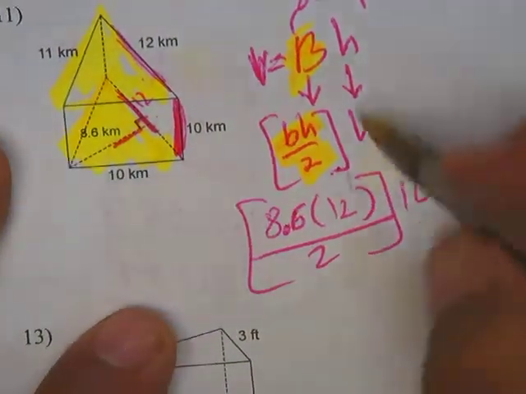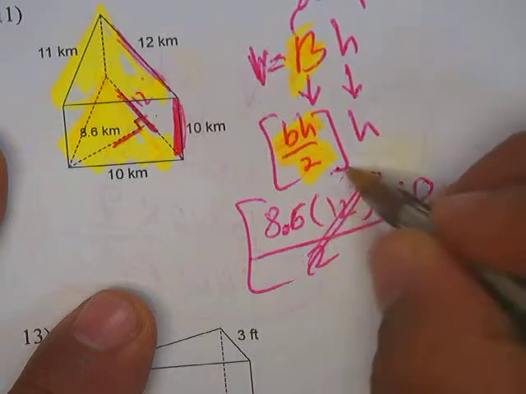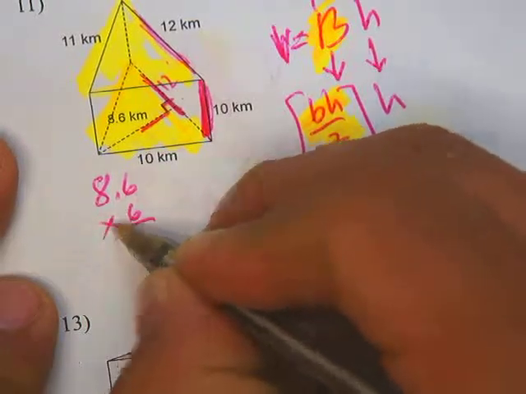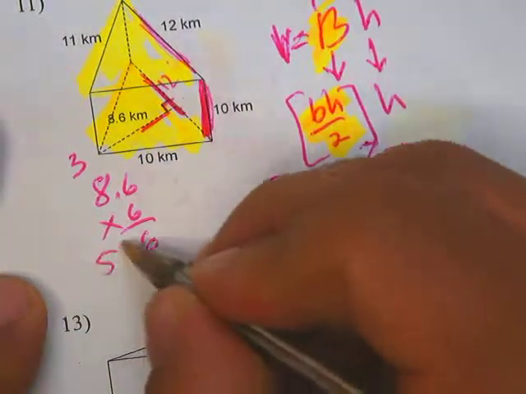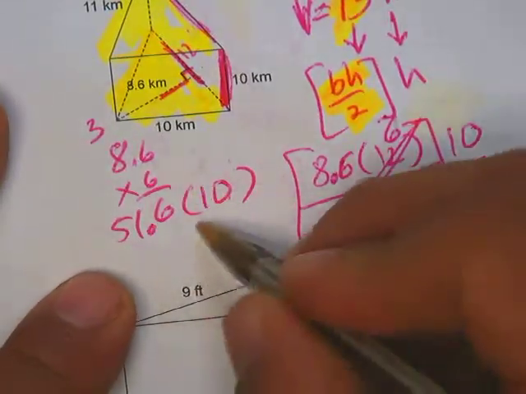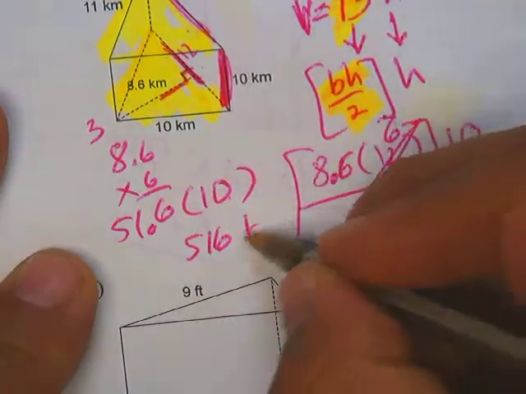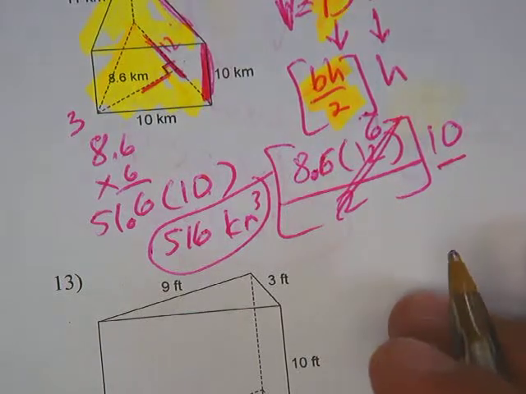Now here I'm going to divide first to get rid of division. So 12 divided by 2, or half of 12, is 6. And so now it's 8.6 times 6. So I'm going to put the 8.6 times 6. 6 times 6 is 36. 8 times 6 plus 3 is 51. So 51.6. And then 51.6 times the 10. Remember, you're multiplying by 10. That has a 1 and a 0. Just move the decimal one time to the right. And so my answer here would be 516 kilometers cubed, or cubic kilometers. Okay. I'll do another one.